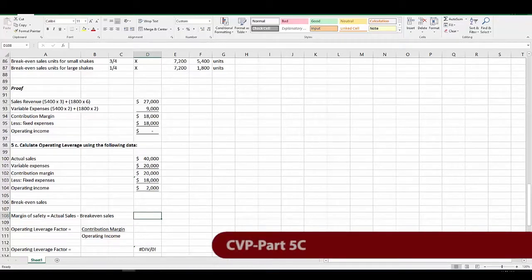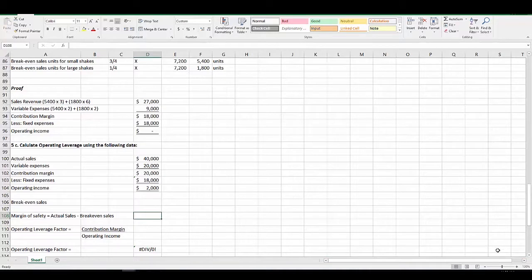This next section of problem 5 that we are looking at, problem 5C, we're going to be doing a couple of calculations here. The first one we're looking at is margin of safety. With margin of safety, we're looking at how much higher your actual sales are than the break-even sales. So how much are you making over the minimum that you have to make to cover your fixed costs.